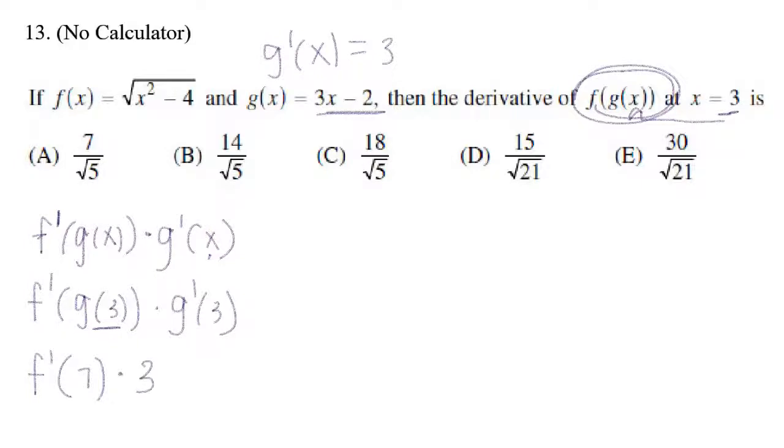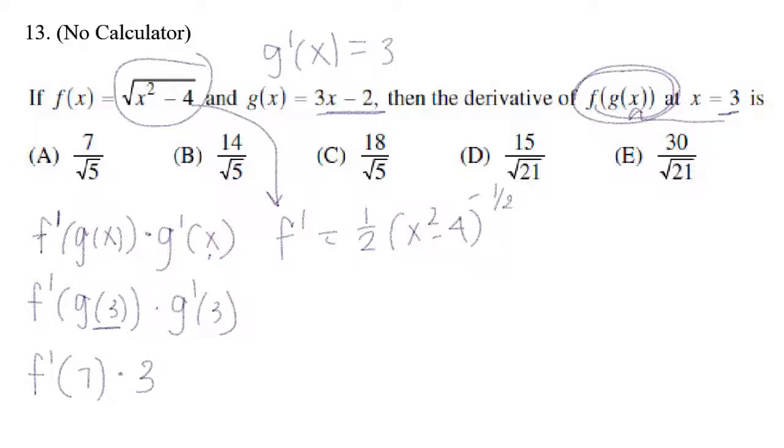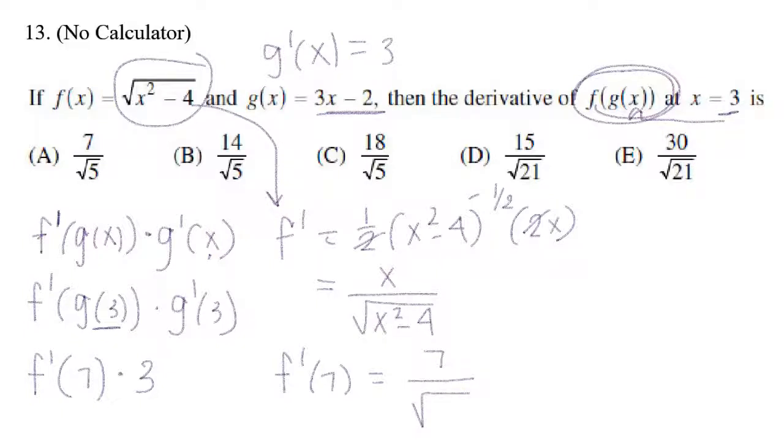So now I need to find f prime here. Remember, that has to be all raised to the 1/2 power. So that's going to be 1/2 times x squared minus 4 raised to the negative 1/2 because I'm subtracting 1, and then times the derivative of the inside. Now let's see, those 2's will cancel. So f prime is going to be x over the square root of x squared minus 4. Now I want f prime at 7. So that's going to give me 7 over the square root of 45.